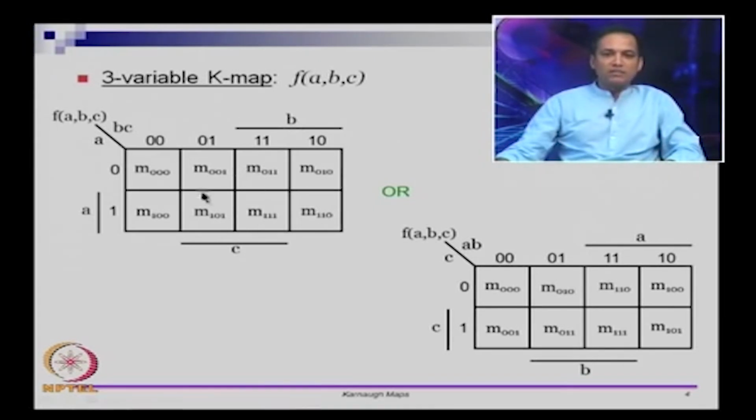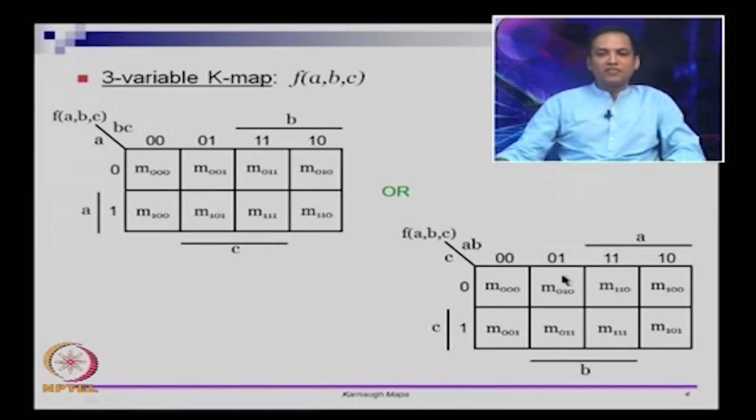form. And similarly, if you take these 4, this captures the information that C should be 1, or C is in the uncomplemented form. You can see that 001, 101, 011 and 111 has the last bit C, which is 1. So this is a 3 variable K map. Here I have chosen A to be along the rows and B and C along the columns.